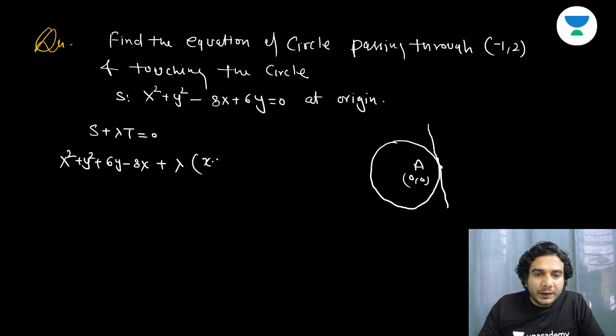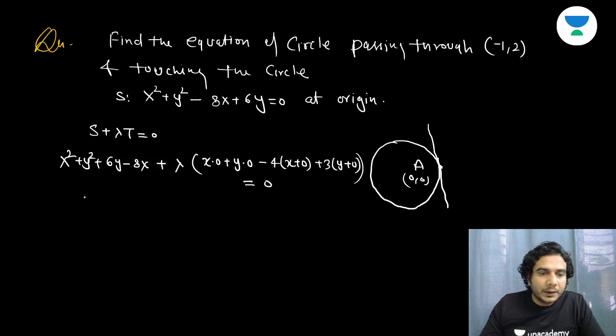So it is x into 0 plus y into 0 minus 4 times of 2x can be written as x plus 0 and plus 3 times of y can be written as y plus 0, and this whole thing is equal to 0, all right? So now this is the equation of family of circles. So it is x square plus y square plus 6y minus 8x plus, let's simplify it.